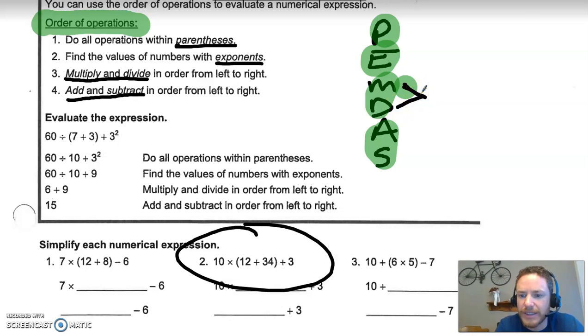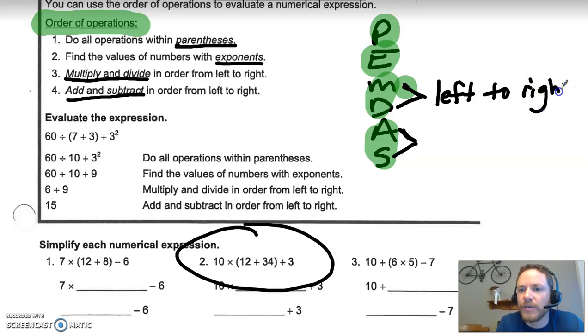Multiply and divide, they're like a tie because they're the inverse of each other. And add and subtract go together as well. And here's the deal. If we have multiply and divide in the same problem, we do those from left to right. And if we have add and subtract in the same problem, we do those from left to right. And I'm going to model that for you.